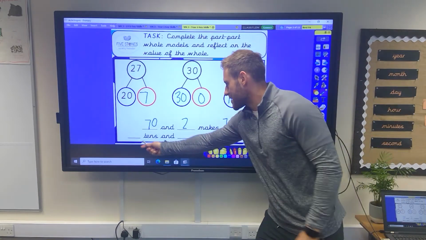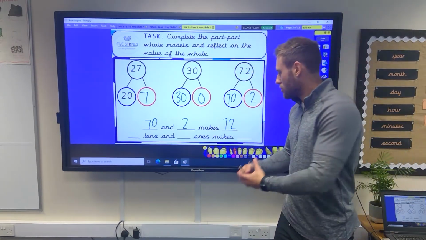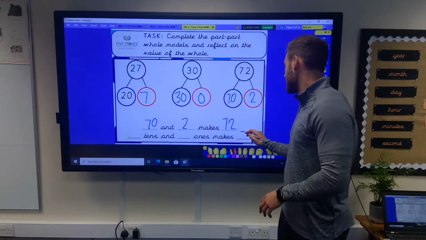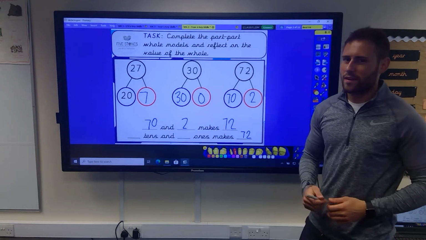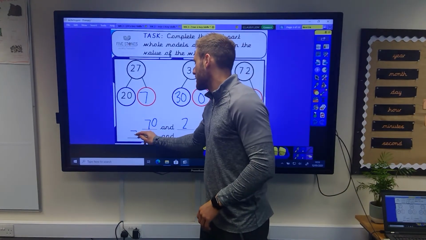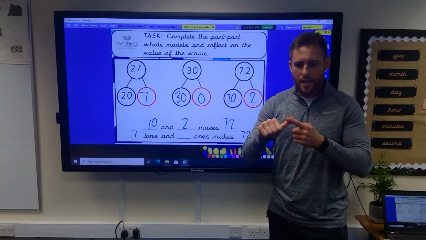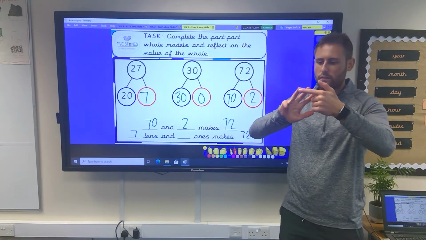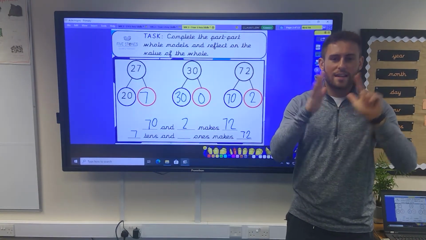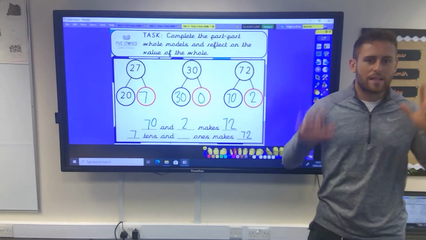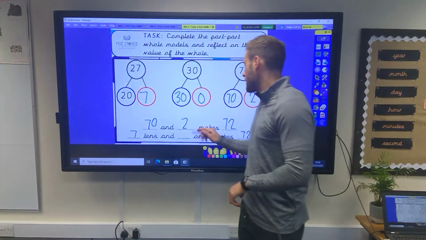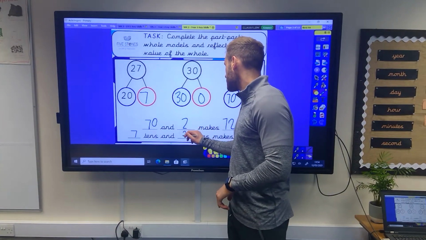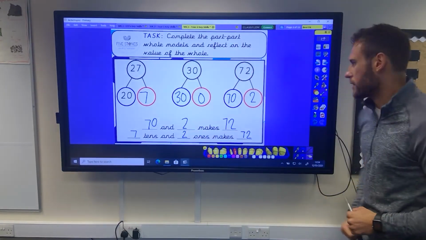Great. And then to fit this next sentence, so many tens and so many ones makes 72. How many tens are in 72? Yeah, we've got 7 tens. Should we count those 7 tens? 10, 20, 30, 40, 50, 60, 70. That's how we get our 70 with 7 tens. And how many ones do we have? Yes, we have 2 ones there. Great work if you managed to get that one.